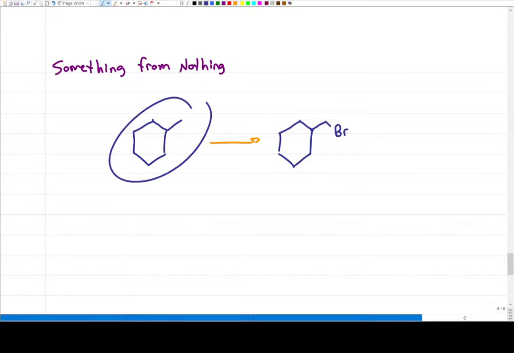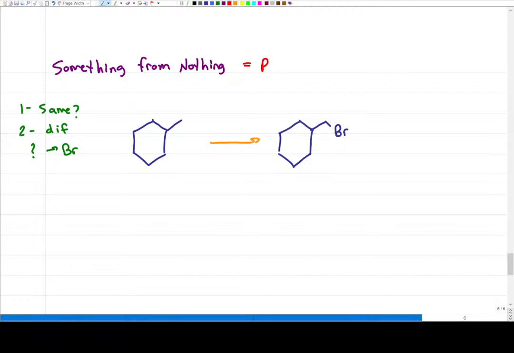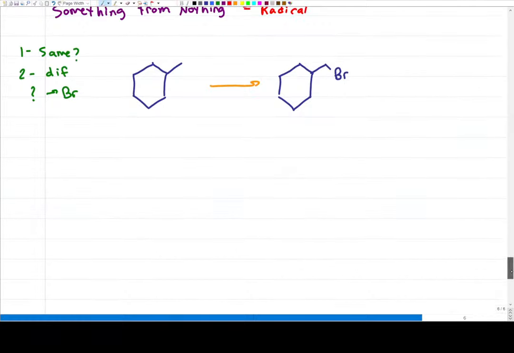But if you have nothing, let's go back to our questions. Question 1, what's the same? All the carbon atoms. Question 2, what is different? We went from nothing to having a bromine. So the question is, how do I get something on the molecule when I have nothing? And the something from nothing comes from a radical. Again, a radical reaction, very important because we want to be able to add something onto the molecule.